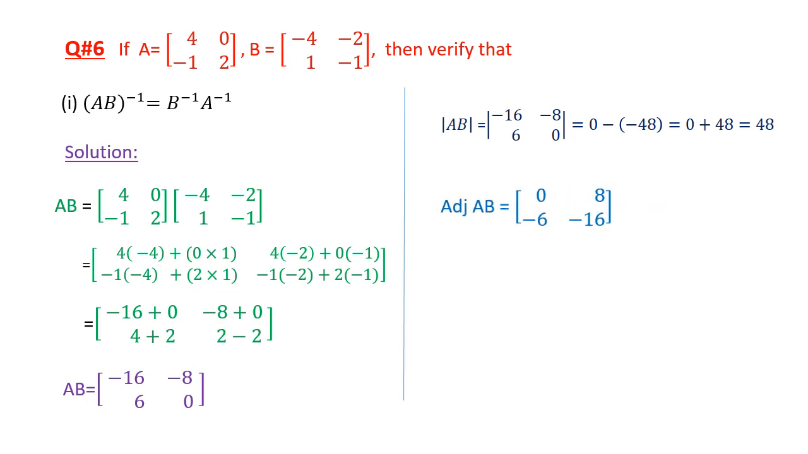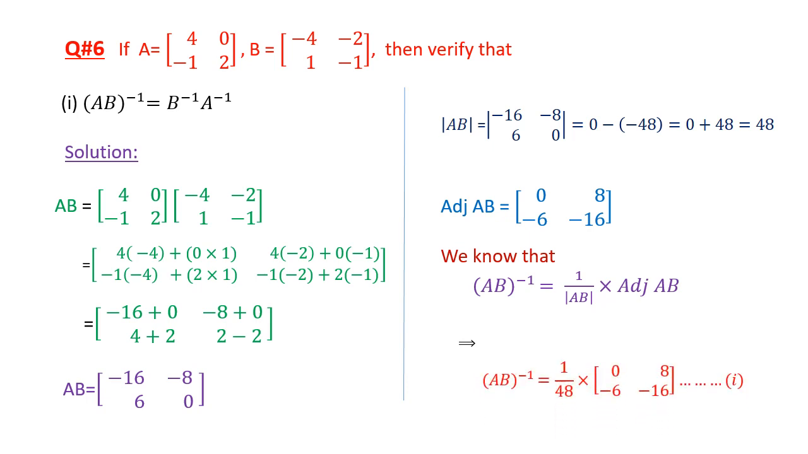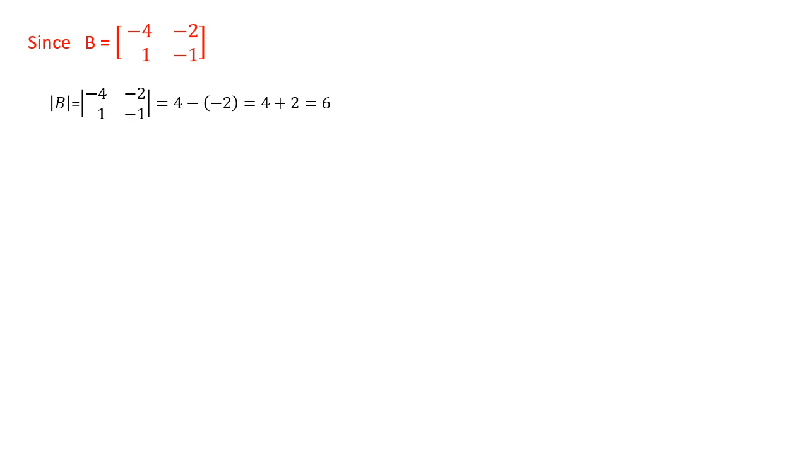Now we will find adjoint of AB, and we know that the formula of AB whole inverse is equal to 1 over determinant of AB multiply adjoint of AB. Putting values, we have AB whole inverse, showing by equation number 1. Now to find the right hand side of this question, we have matrix B. First we find its determinant by multiplying diagonal entries and then subtracting them. We have 4 plus 2, that is equal to 6.